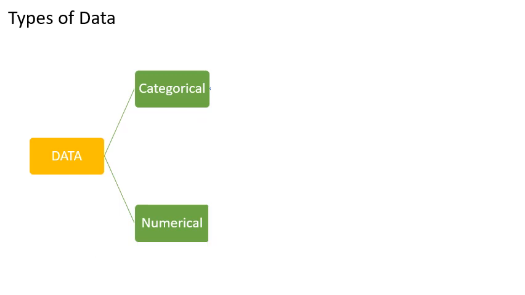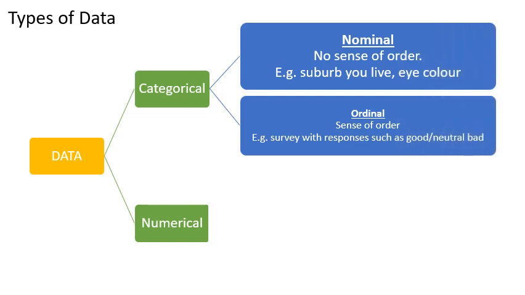Now, categorical data can further be divided into two groups. It can be classified as nominal or ordinal. So nominal data has no sense of any particular order. So for example, if I asked you what suburb you lived in, you might say something like Dromana or Rosebud or Mornington, and there is no reason why Dromana should come before Rosebud, for example, or vice versa. Same with eye color. If I asked you what your eye color was, you might say blue or brown or green, and again, there is no way for me to order the responses in any particular way.